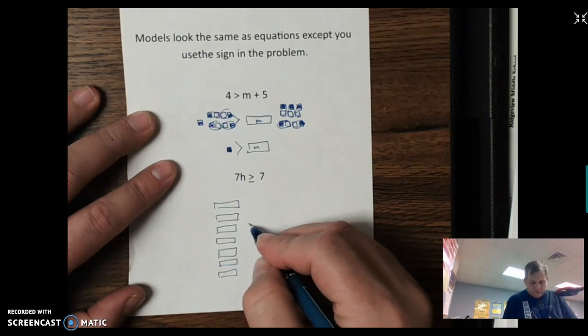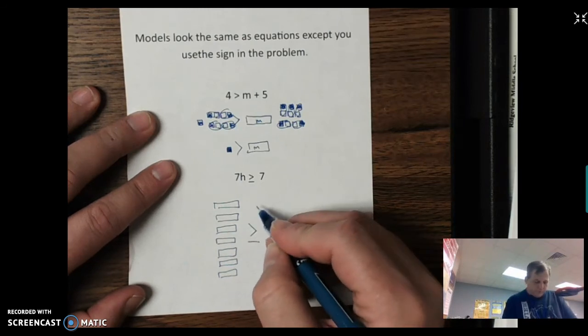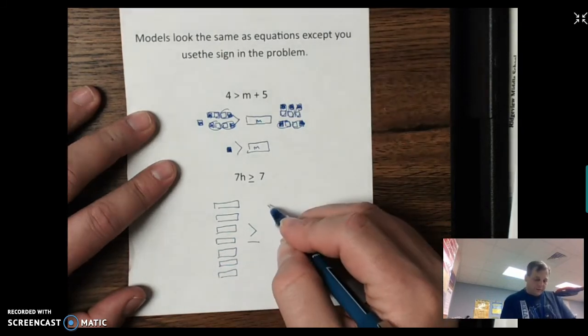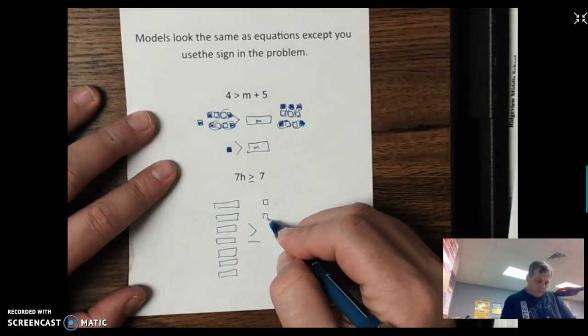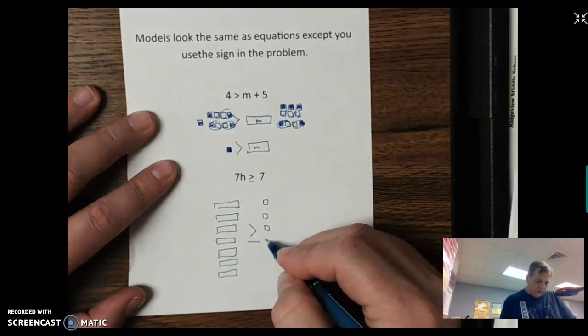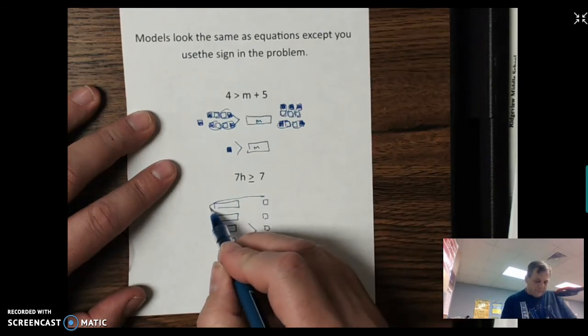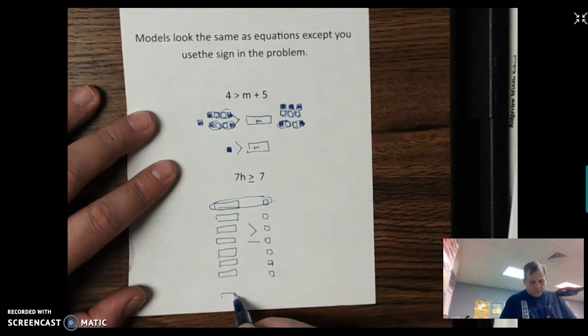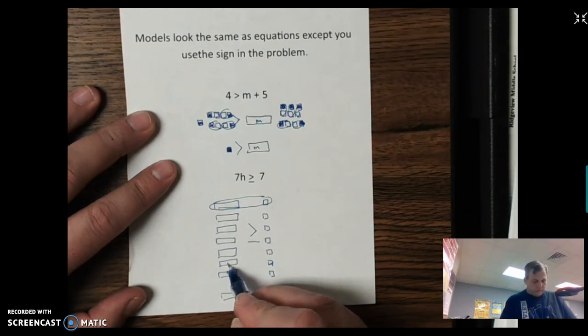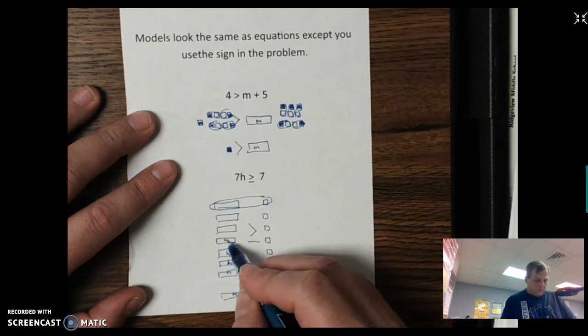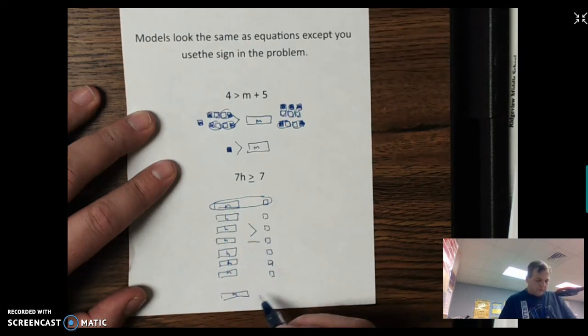7 greater than or equal to, and then I'm going to distribute my 7 ones. 1, 2, 3, 4, 5, 6, 7, which means 1 h, put an h in these, is greater than or equal to positive 1.